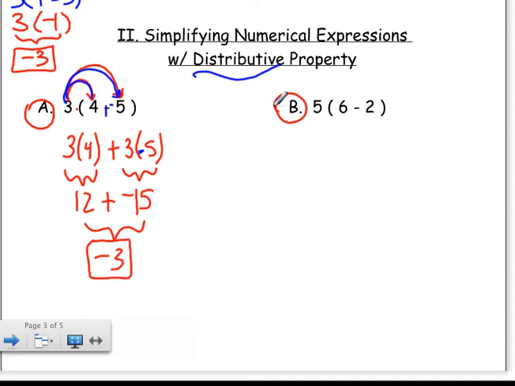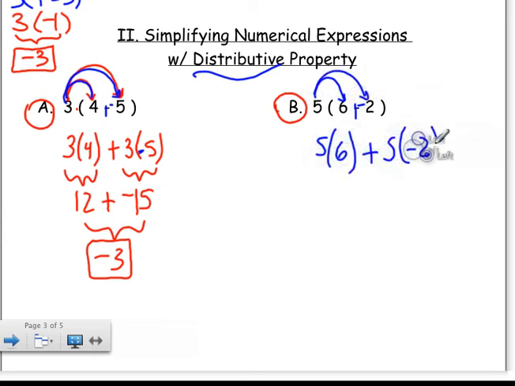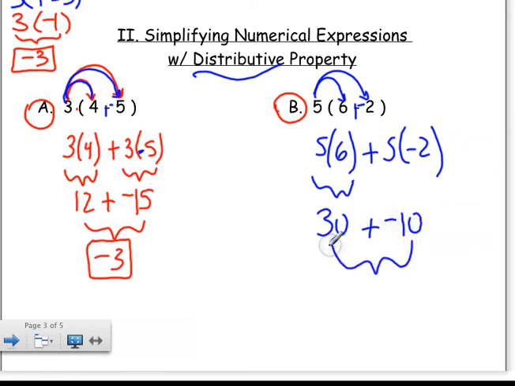Okay, you've tried B, now it's time to check your answer. You should have killed subtraction, 6 plus negative 2, and you distribute 5 times 6 plus 5 times negative 2. 5 times 6 is 30, plus 5 times negative 2 is negative 10. If I add those together, the sum you should have had was 20. Did you get it right? Good.